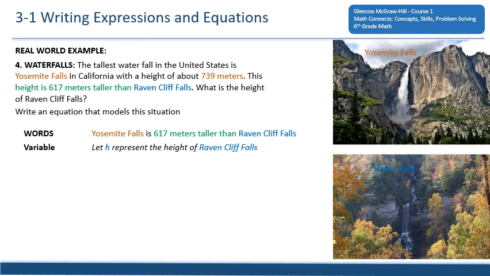So we're going to let H represent the height of Raven Cliff Falls. And the expression is 739, which is the height of Yosemite, equals, or is, 617 plus H, or plus Raven Falls. So the H will be the difference between the 739 and the 617. So that is the equation. 739 equals 617 plus H.